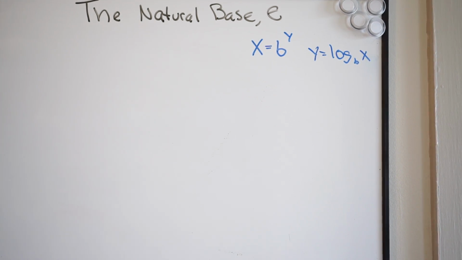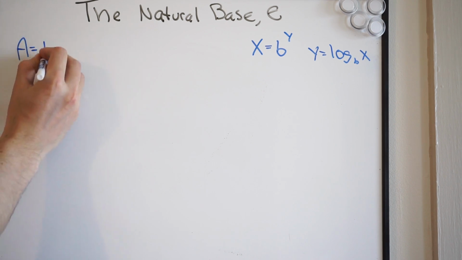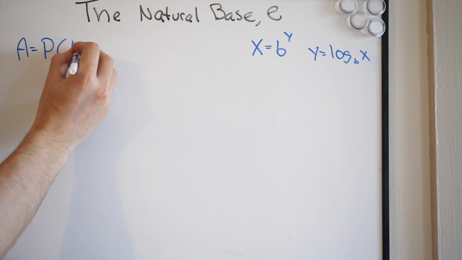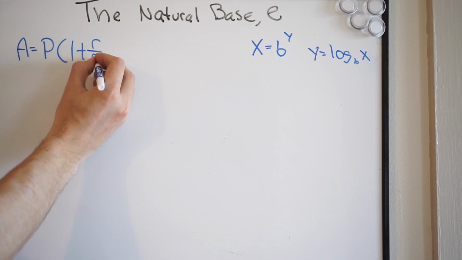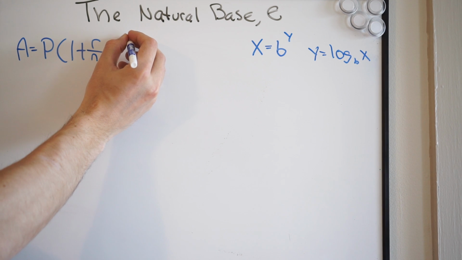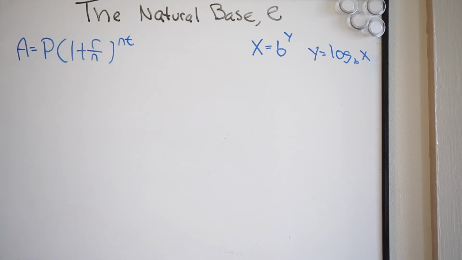So e comes from compound interest. Now I know that this isn't a finance class or an investing class, okay? But it's good to know where it comes from. So the formula for compound interest is, I'll write it up here, A equals P times the quantity 1 plus r over n, all raised to the power nt. Let's go ahead and define some of these values, right?